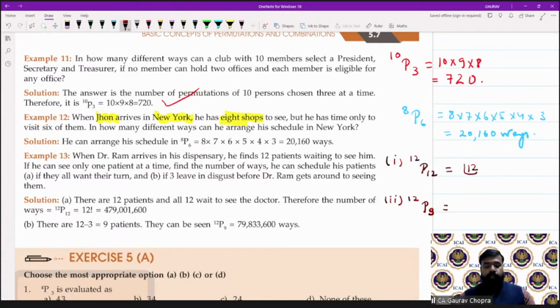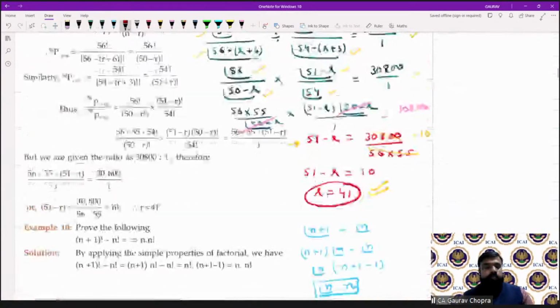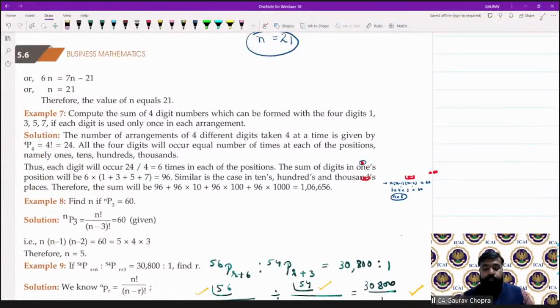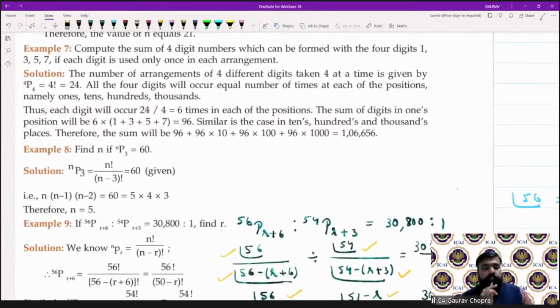Okay. So these are the two parts of example number 13. Now let's take the example which we had left, that is example number 7. Example number 7 is a bit different. Let's understand this.